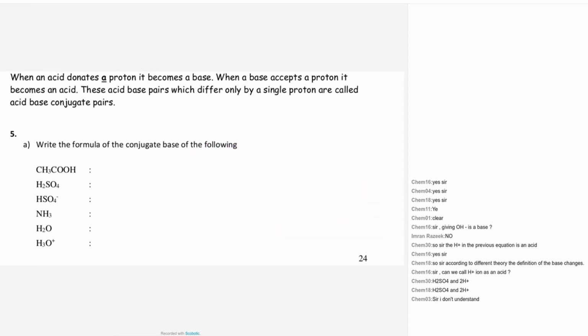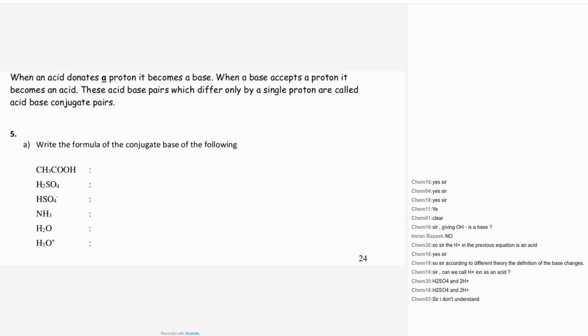Okay, let me check the equations. I'm going to explain. Don't worry, again and again and again. No problem. I know it's a new concept. Is H plus in the previous equation an acid? You know the answer. It is not. Anything which gives H plus is an acid.